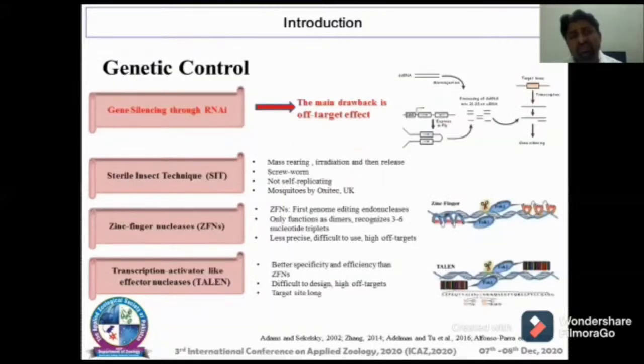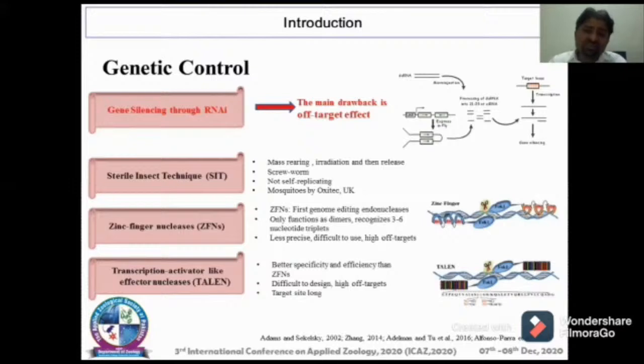So there remains the strategy of genetic control, on which we can focus. This is environment friendly, targeted, and gives promising results. There are certain techniques being used, such as gene silencing through RNAi. The idea is to generate double-stranded RNA of more than 20 nucleotides, 21, 22 or 23 nucleotides. They target the gene of study which is going to be silenced.